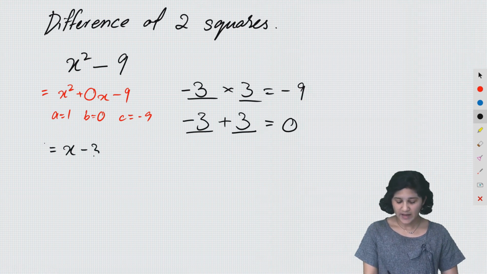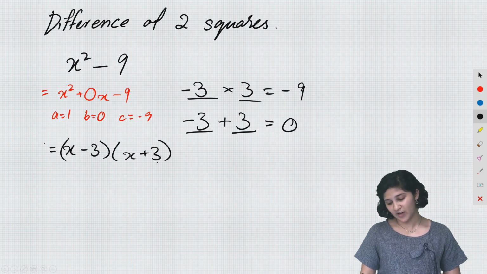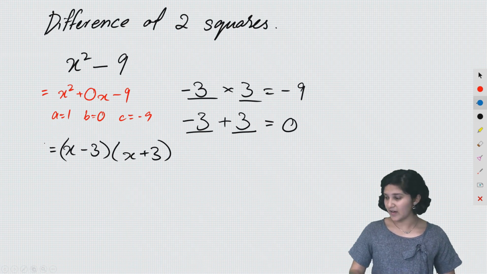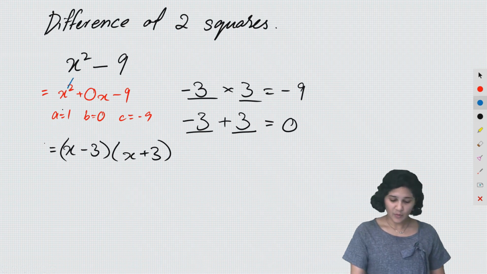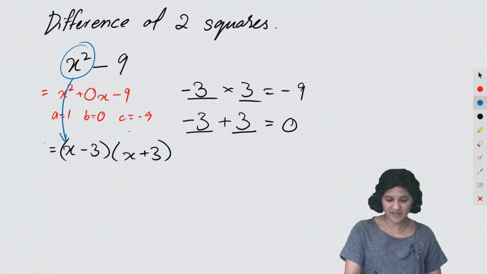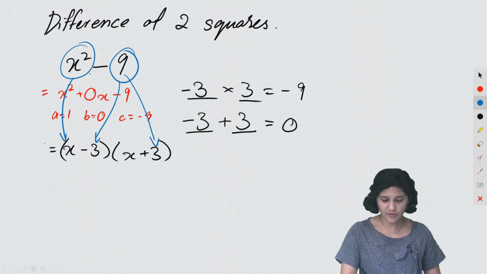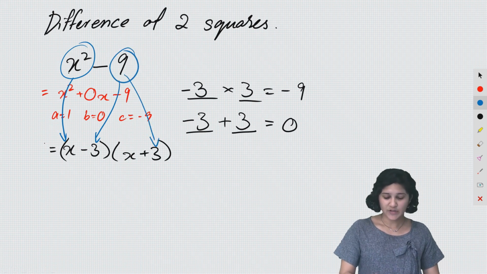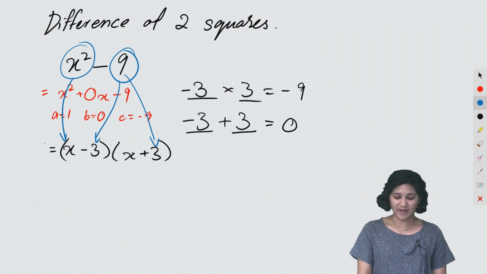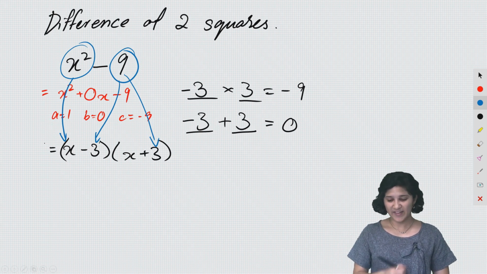It would be x minus 3, x plus 3. Okay, so we can actually notice the pattern here, that this comes out to being the square root of this term, and these two come out to being the square roots of this term. So anytime we have two squares with a negative in between, we get this pattern: x plus the square root, x minus the square root. Okay, so we'll try another one.